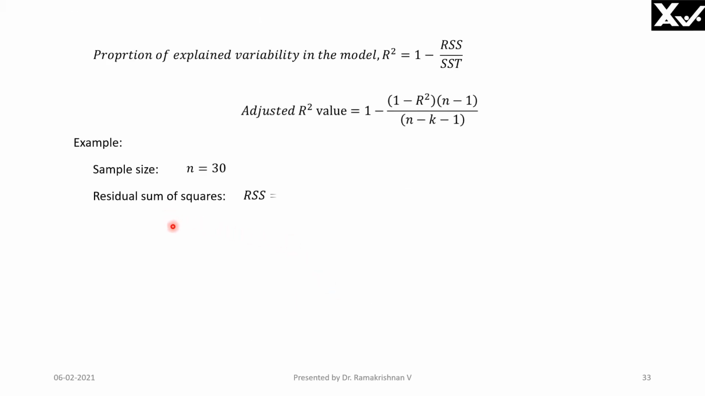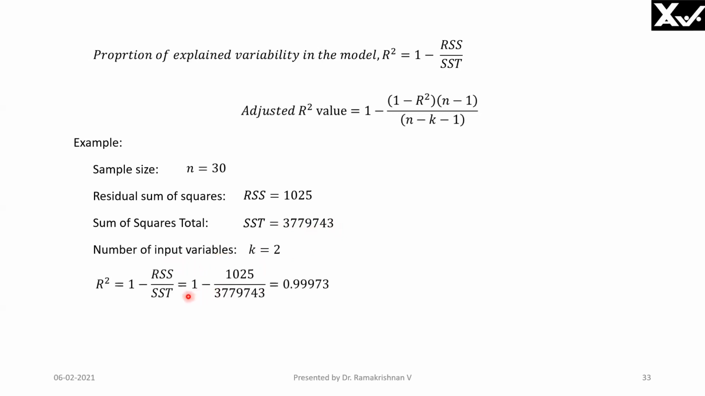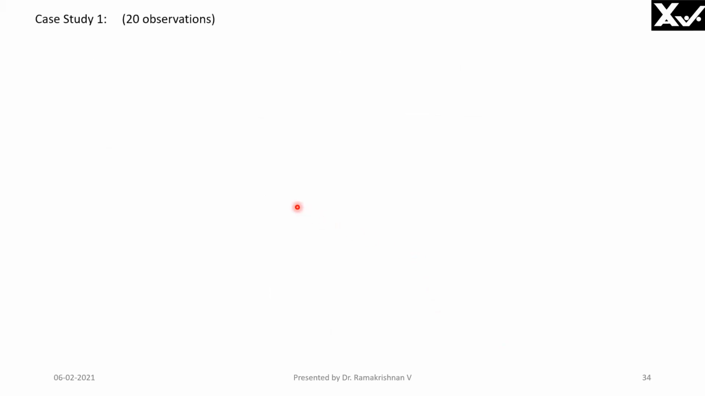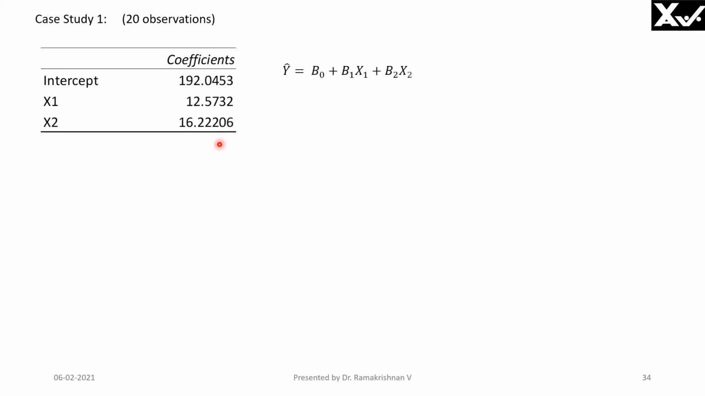Sample size is 30, residual sum of squares is 1025, sum of squares total is 37,79,743, and number of input variables is k equal to 2. So R squared we found out by substituting RSS and SST here, and adjusted R squared value by substituting n and k along with R squared. We get 0.99971.